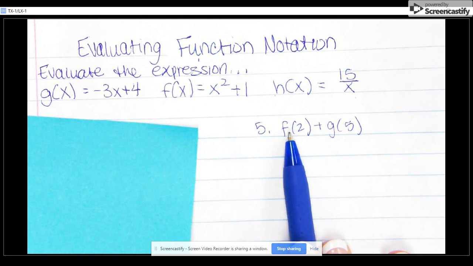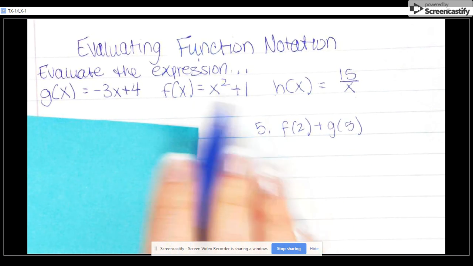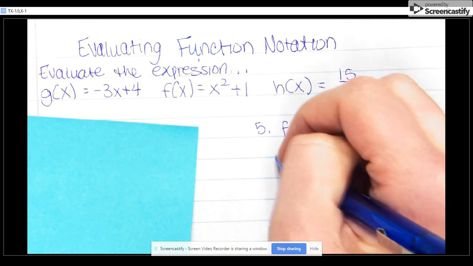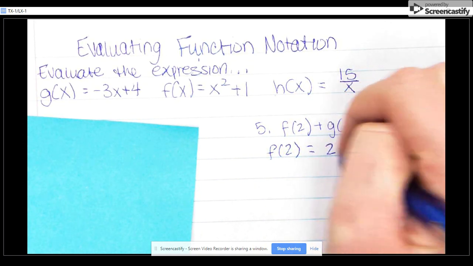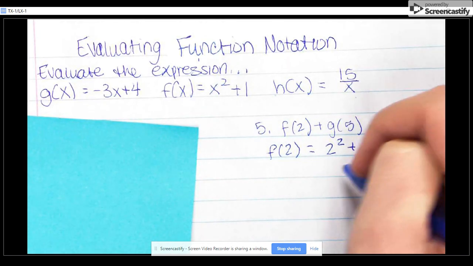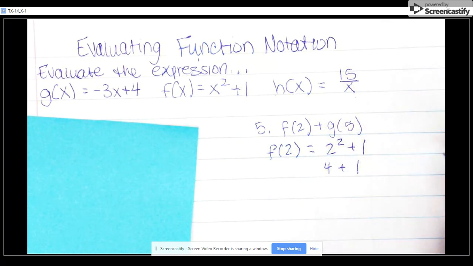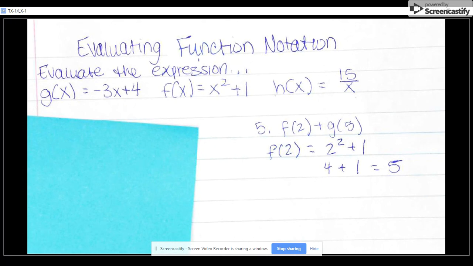So f of 2. Okay, so I'm matching up my f's and I'm replacing the x with the 2. So f of 2 is equal to 2 squared plus 1. 2 squared is 2 times 2, which I know is 4. And 4 plus 1 is going to equal 5. Great, I have my first problem.